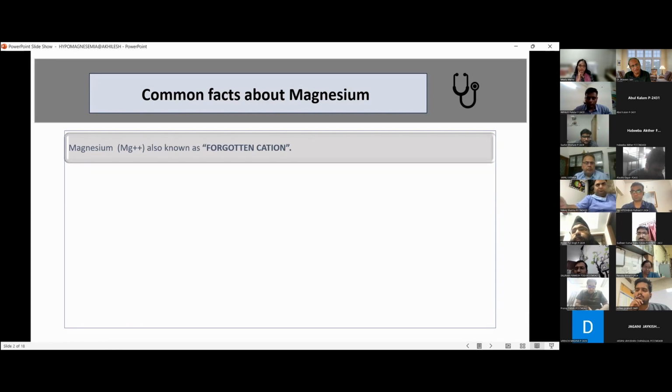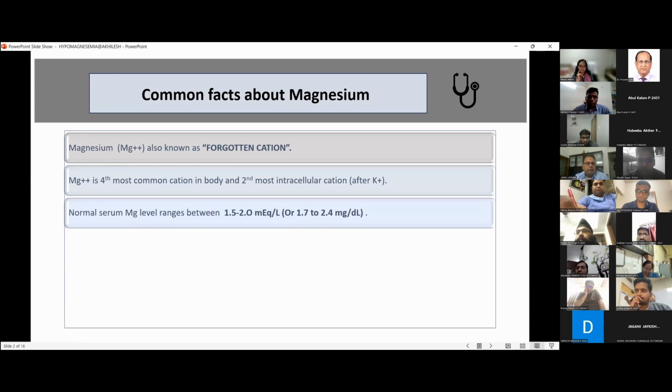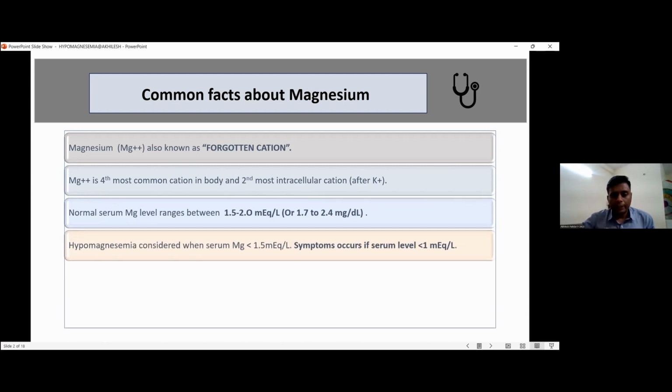Magnesium is known as forgotten cation because we usually talk about calcium, potassium, and sodium. So magnesium is the fourth most common cation in the body and second most intracellular cation. The most abundant extracellular cation is sodium, while intracellular is potassium. Normal serum magnesium level ranges from 1.5 to 2 milliequivalent per liter or 1.7 to 2.4 milligram per deciliter. We consider hypomagnesemia when the level falls below 1.5 milliequivalent per liter, while symptomatic hypomagnesemia occurs when the serum level is less than 1 milliequivalent per liter.